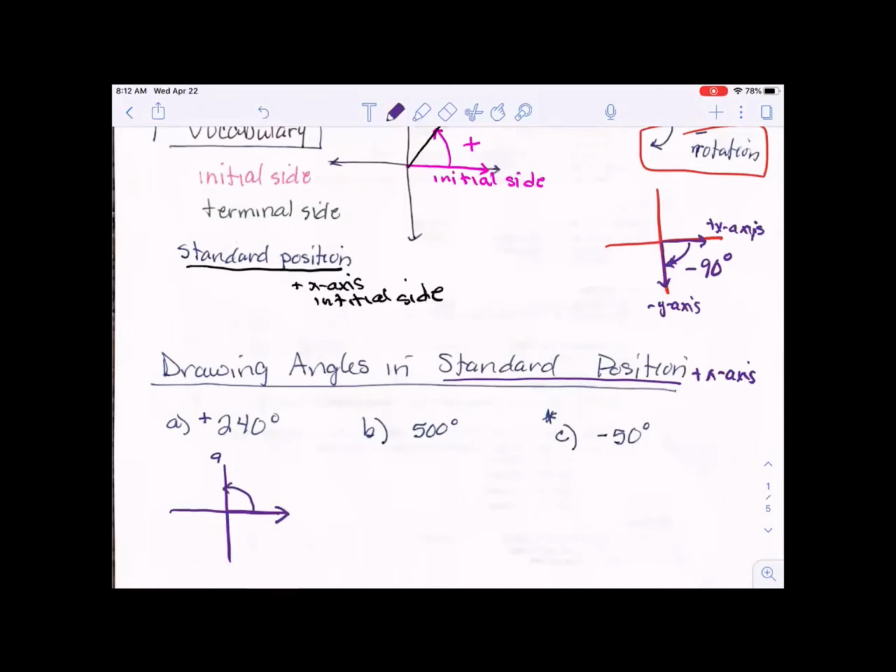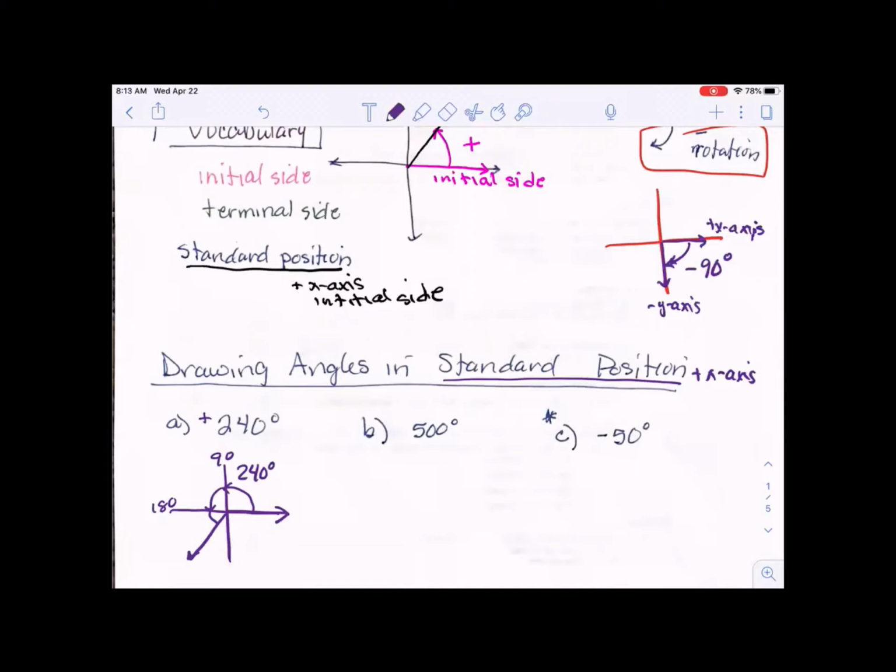There's 90. Got to keep going. There's 180. 180 to get me to 240, I'm going to need, what, 60 degrees more? So I'm going to rotate up to about here, and I'm going to draw in my ray, and then on my diagram, I'm going to write 240 degrees.